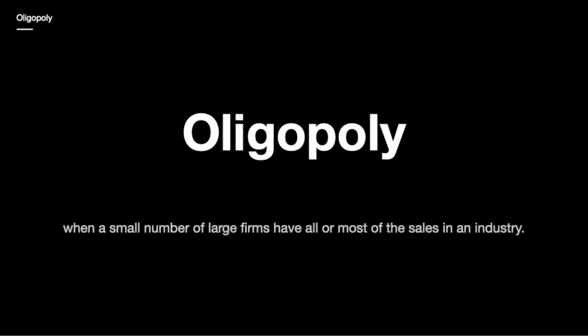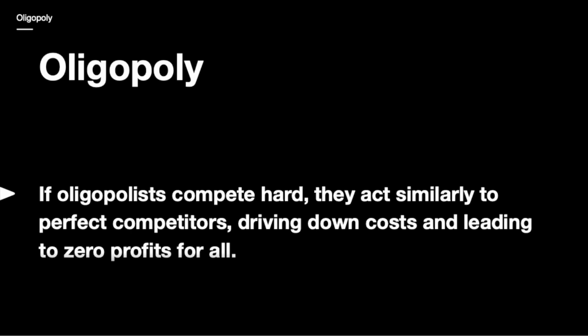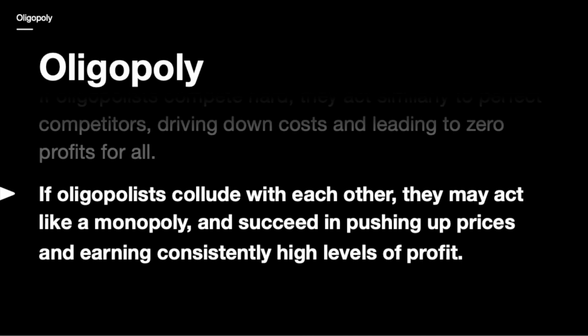Oligopoly. An oligopoly is when a small number of large firms have all or most of the sales in the industry. If oligopolists compete hard, they act similarly to perfect competitors, driving down costs and leading to zero profits for all. If oligopolists collude with each other, then they may act as a monopoly and succeed in pushing up prices and earning consistently higher levels of profit.